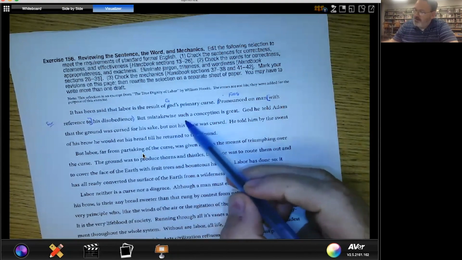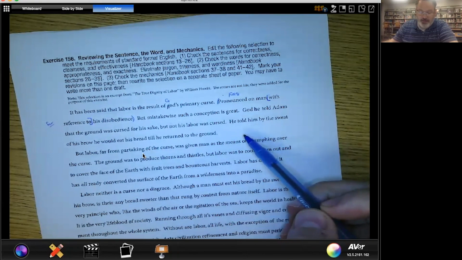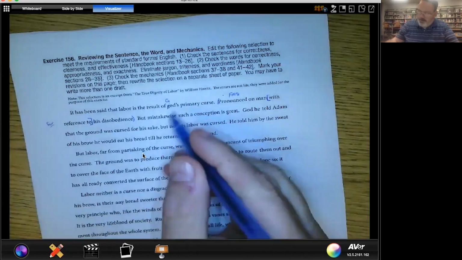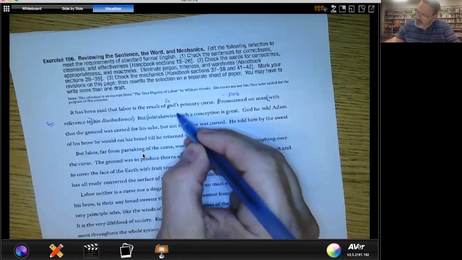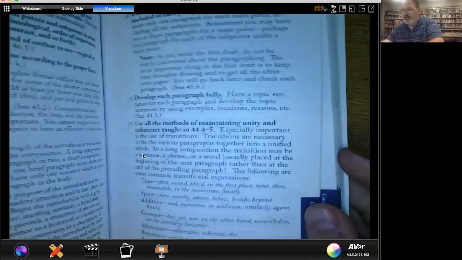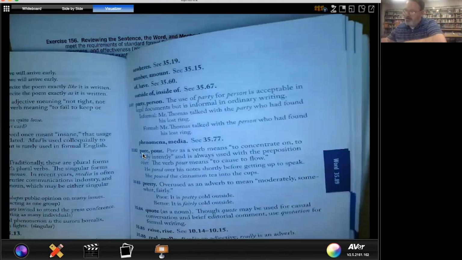But mistake-wise, such a conception is great. But mistake-wise, interesting. Well, we know mistake-wise is a problem. So let's put that in parentheses. Let's look. I think the glossary of diction again is the issue. Remember last time? Let's look at the words in the glossary of diction. That's section 35. What is it we're looking at? Mistake-wise.